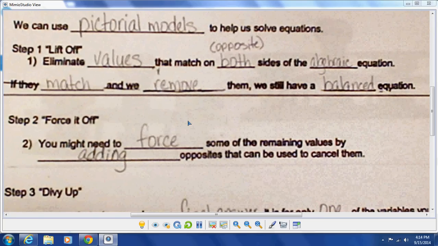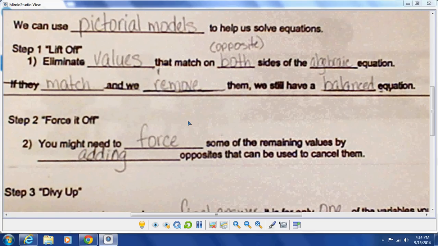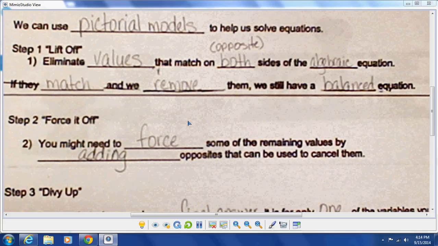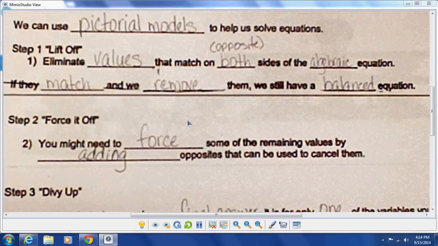Okay, as I was saying, remember if we add opposites, then we end up with what we call a zero pair. Remember we talked about that in class? So remember the zero pair is going to equal 0. So they basically are canceling each other out.